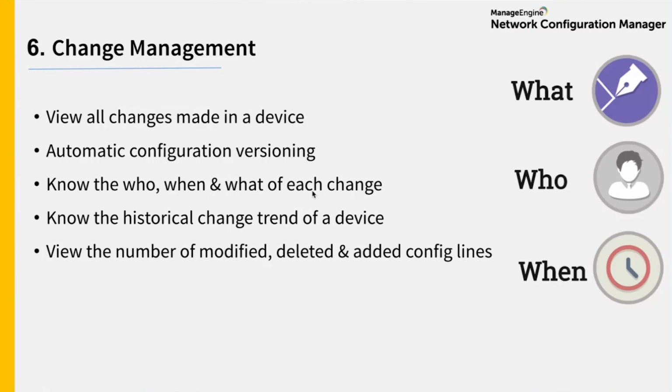It supports automatic configuration versioning. That is, if any change is made to a configuration file, it is immediately saved as a new version with a version number. You can know the who, what, and when of each change. You can also view the historical change trend of a device. Suppose on August 25, I need to know what change was done. You can view that also, and you can view it month wise, week wise, etc. Also, you can view the number of modified, deleted, and added configuration lines as well.